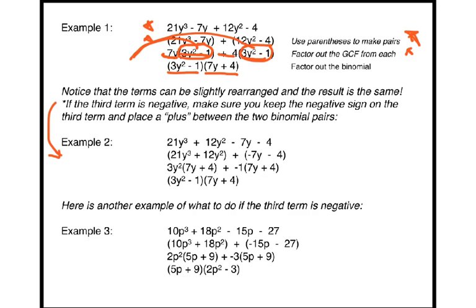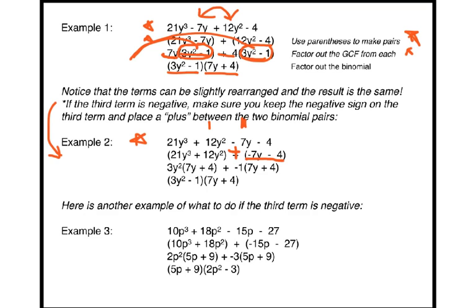For instance, example 2. We have 21y cubed plus 12y squared minus 7y minus 4. Notice that this is the same as the first problem, only I have rearranged the middle two terms to put the 12y squared as the second term and the negative 7y as the third term. I did this to point out that this third term, this negative 7y, the negative has to go with the 7 inside the parenthesis. And you have to put a plus sign in between your two pairs. This is a rule that you must follow.